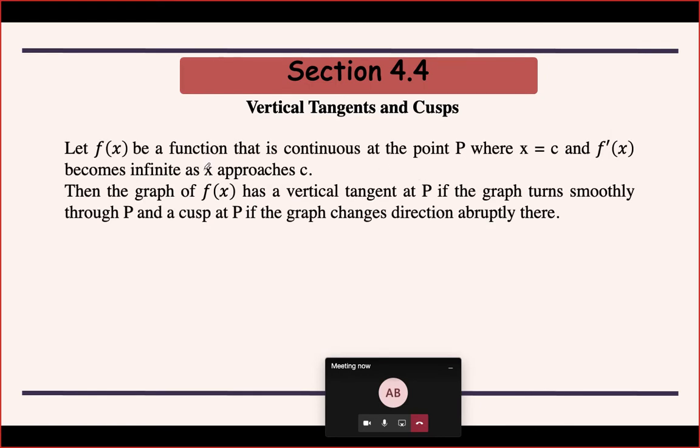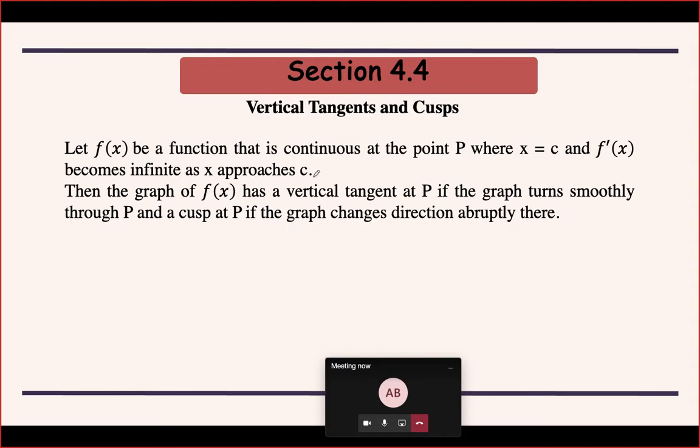First we'll see how to define this. Firstly we will make some assumptions regarding the function f(x). It should be a function that is continuous at a particular point P. We have to check the behavior at a particular point P in terms of being a cusp or not, or whether it has a vertical tangent at that point or not. So we have a point P on the graph of the function where the x coordinate is equal to c, and we also have another condition, that the function f is continuous at that point. Then, if the derivative of the function becomes infinite as x approaches c.